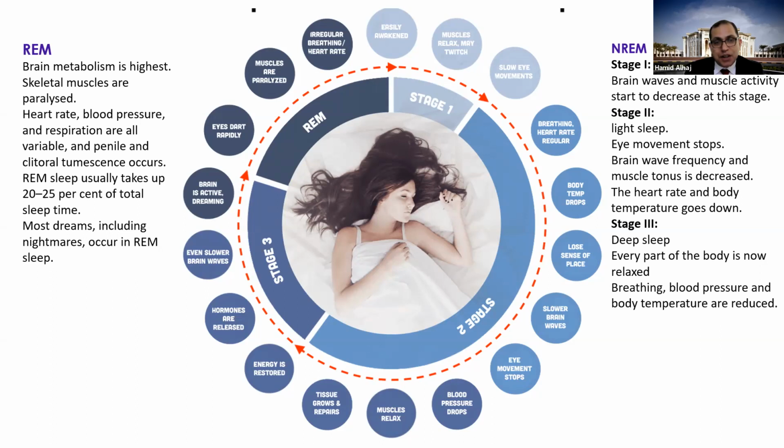Now, at some point after stage 3, hopefully, but sometimes people don't have stage 3, they skip to REM sleep. That's where the eyes are moving rapidly, but the skeletal muscles are paralyzed, and heart rate, blood pressure, and respiration go variably up and down. That's when we get sexual arousal. It's a good time to make a baby. REM sleep usually takes up 20 to 25% of the total sleep time. And this is where we get dreams, whether good dreams or sometimes bad dreams like nightmares. So that's what happens in the normal sleep cycle.